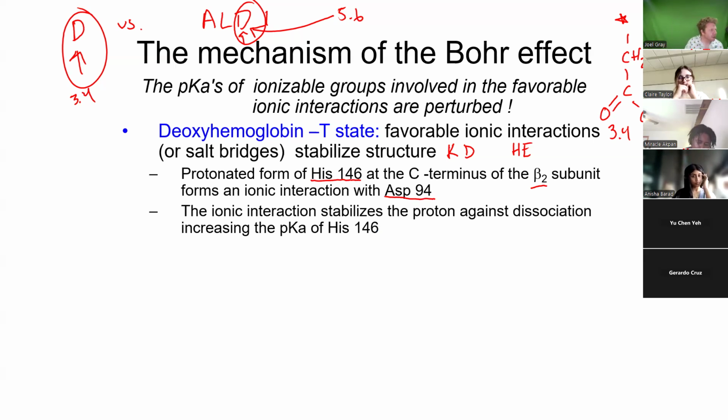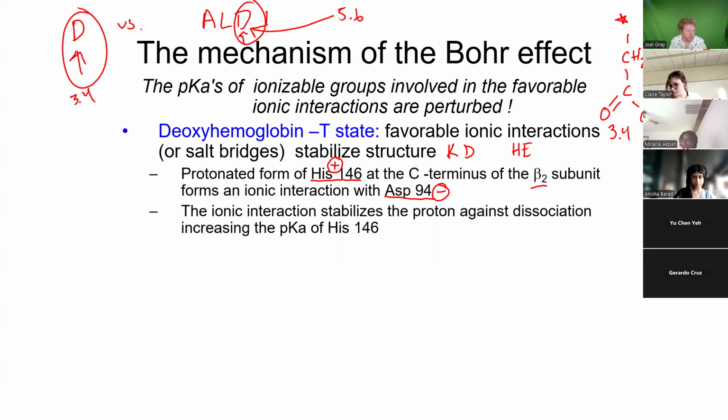Okay. Now the ionic interaction stabilizes the proton against dissociation, increasing the pKa. So we've got this effectively being positive and this being a nice negative. That interaction right there makes this protein say, well, we're happy. We're protonated. I don't want to give that up. And so the pKa is going to go up, and the likelihood of that being deprotonated is a little bit low. So this interaction right here stabilizes the T state.